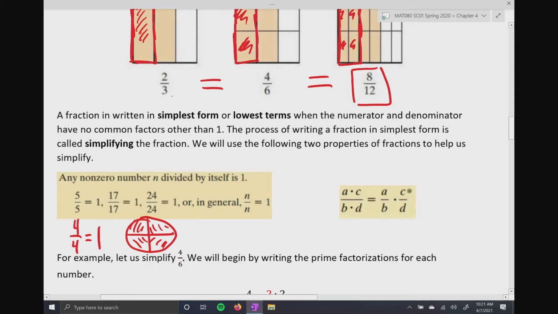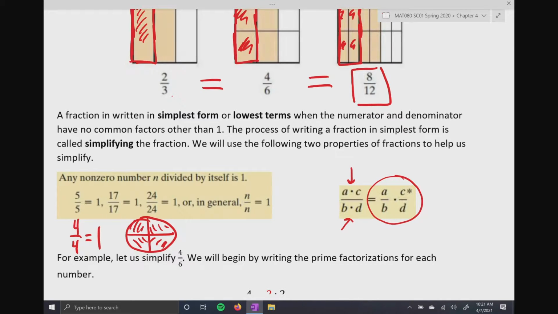The other gold box is one that we kind of forget about. And I want to show you that right here. Here you can see that I have two different things being multiplied in the numerator. The first one is A, the second one is C. In the bottom, I have two different numbers. The first one's B, the second one's D. I'm allowed to break them up if I wanted to. We're going to use both of these properties in the gold boxes to help us simplify something.